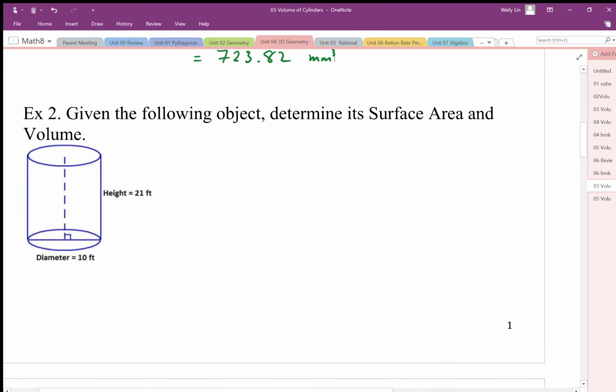So here we have the cylinder, and we're asked to find the surface area and volume. So work with the surface area first. To find the surface area, we work out the net. So there's two circles and a rectangular side surface. The height of this side surface is 21 feet. The diameter is 10 feet, so the radius is 5.